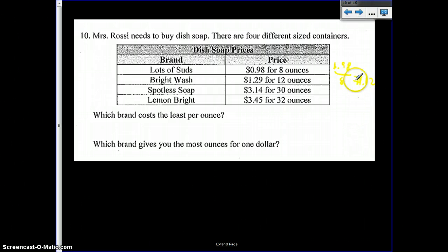All right, so we found 12 cents an ounce for this first one. Now we're gonna do the same thing with this brand. I'm just gonna do Bright Wash down here, BW. So that would be $1.29.